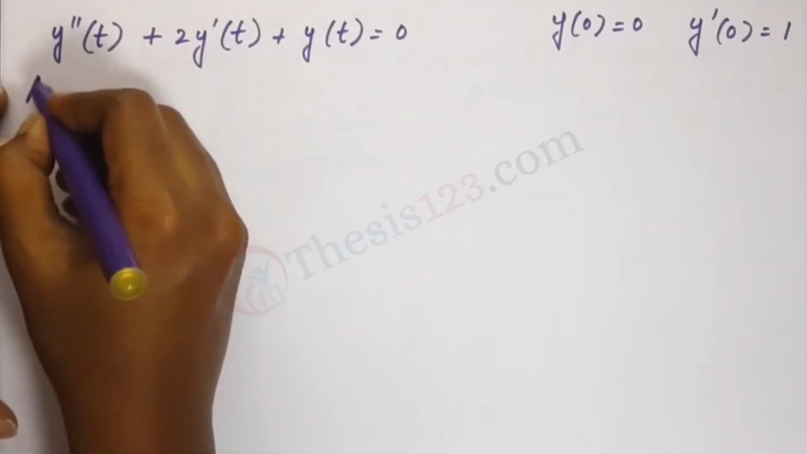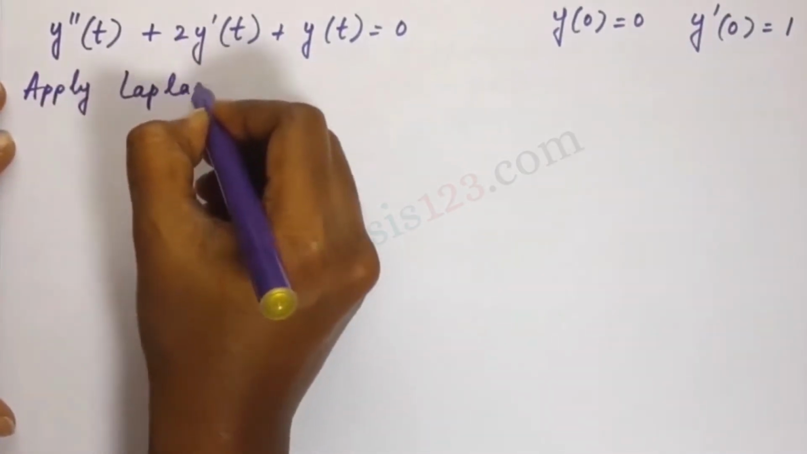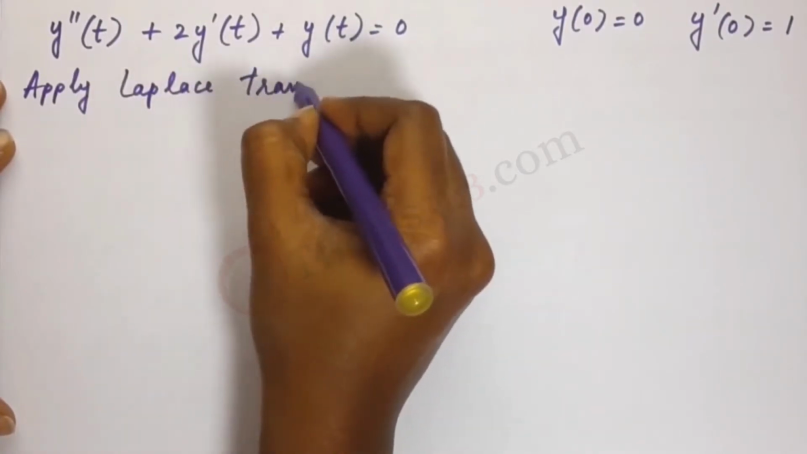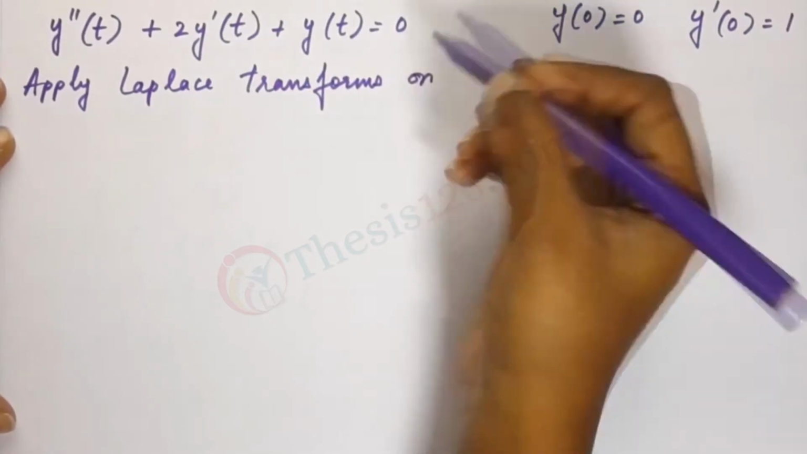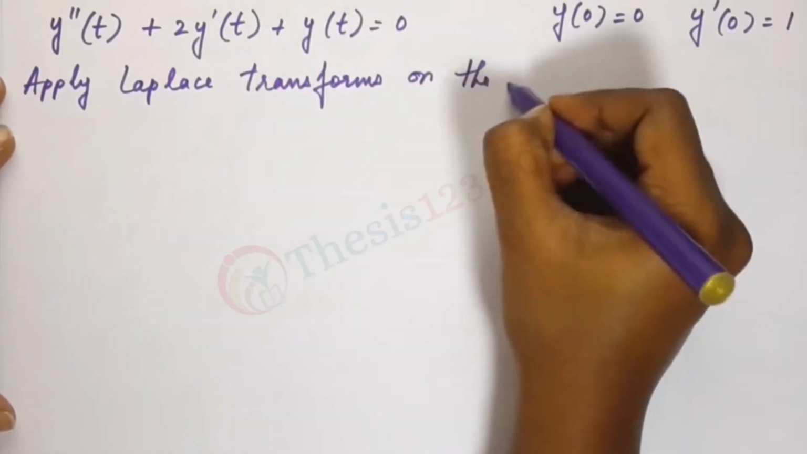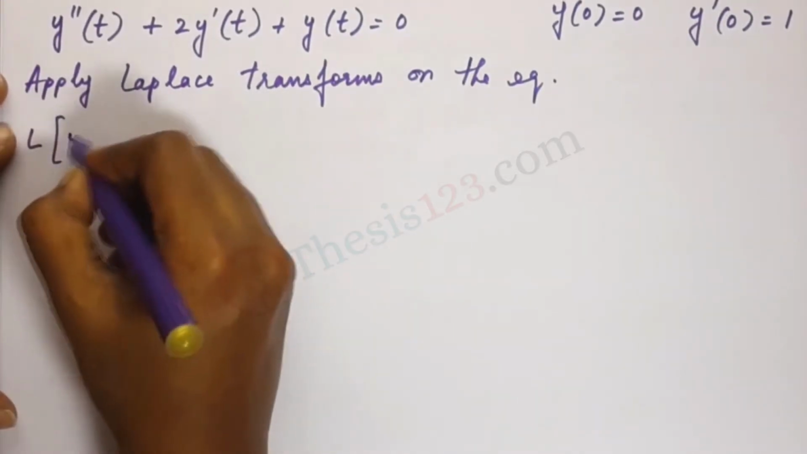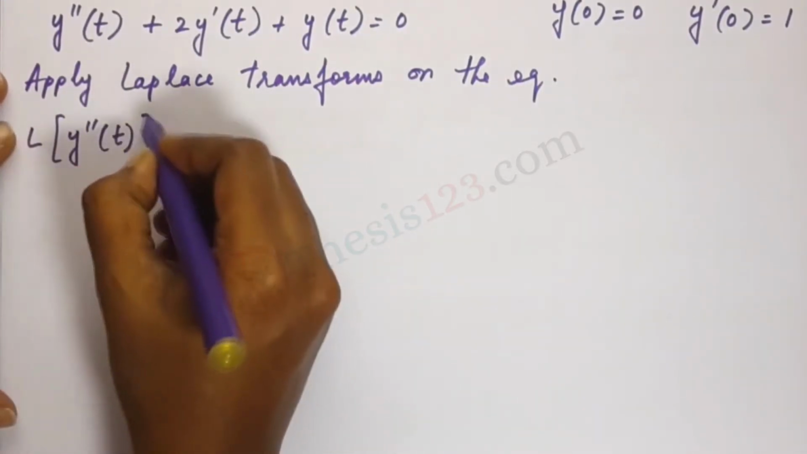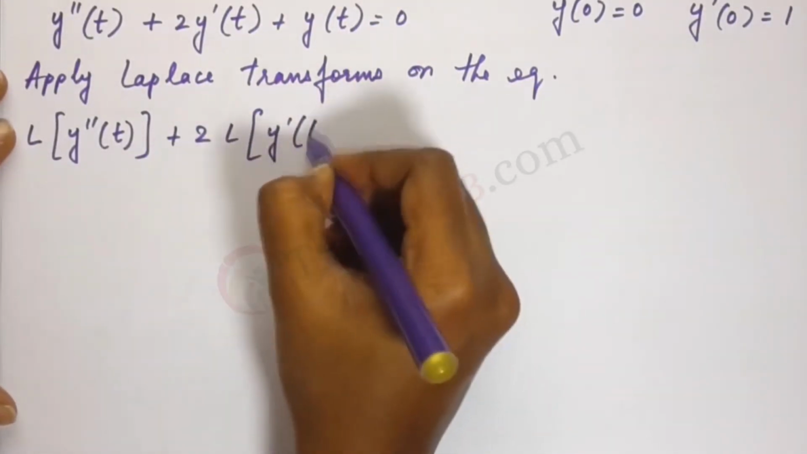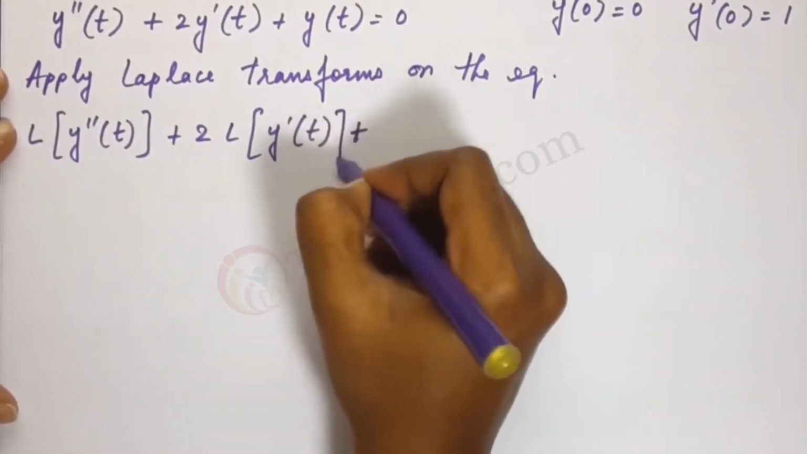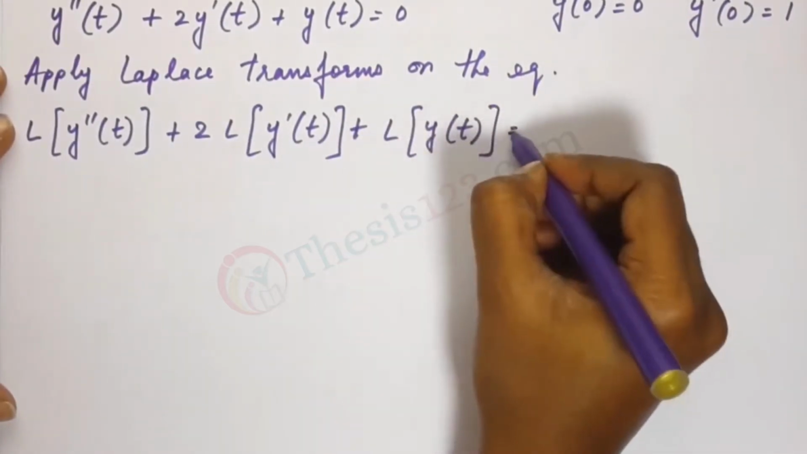Okay, so we are going to apply Laplace transform on both sides of the equation. Alright, so we have Laplace of y double dash of t plus 2 times Laplace of y dash of t plus Laplace of y of t.